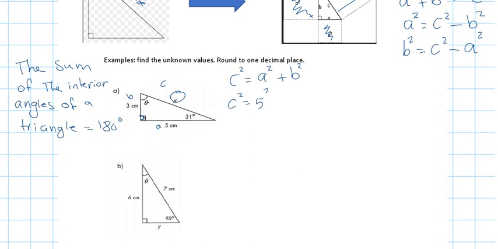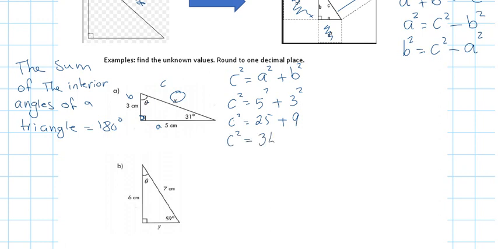Yes, because A is 5. Putting A in, it's 5 squared plus, what's B? 3. So that's 3 squared. If I do this, 5 squared is 25, plus 3 squared is 9. So what's 25 plus 9? 34. So C squared is 34.